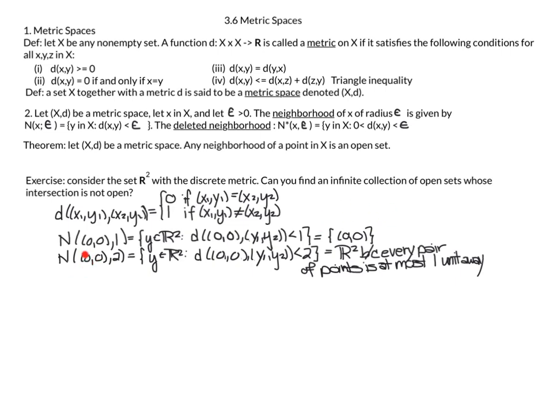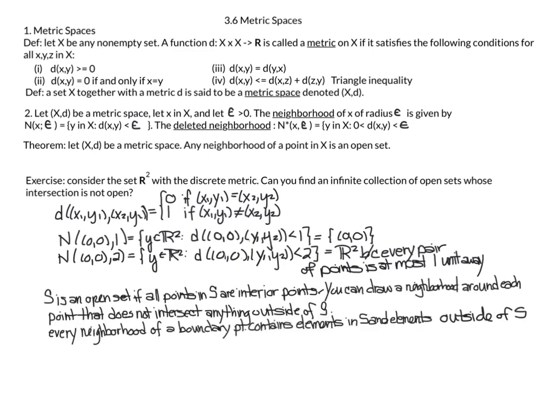For neighborhoods centered at 0, 0 with radius 2, now we're looking for points y1, y2 such that the distance between 0, 0 and y1, y2 is less than 2. And that is everything, because everything is at most 1 unit away. So this neighborhood is equal to R2, because every pair of points is at most 1 unit away.